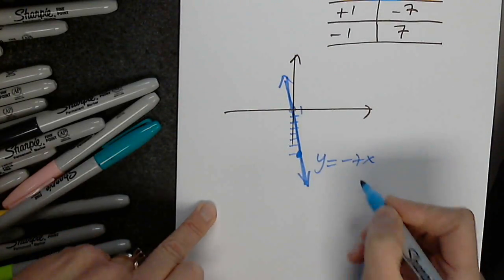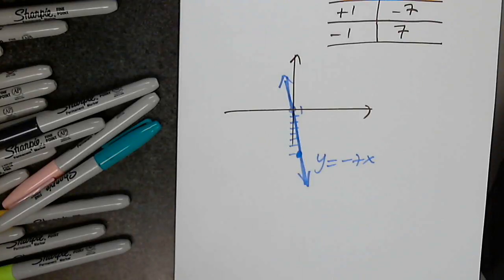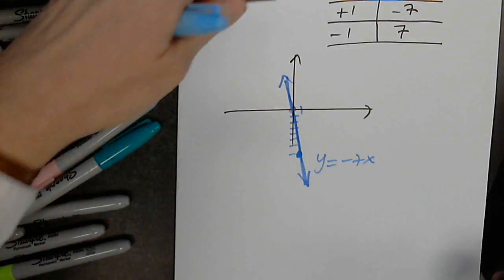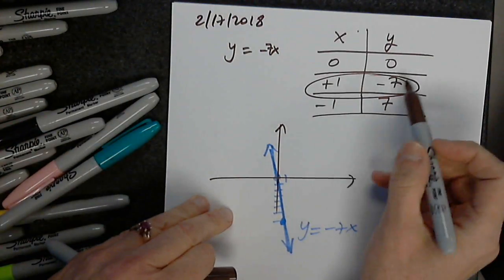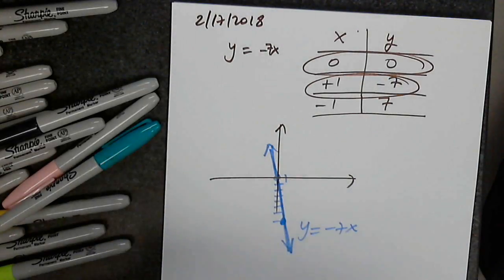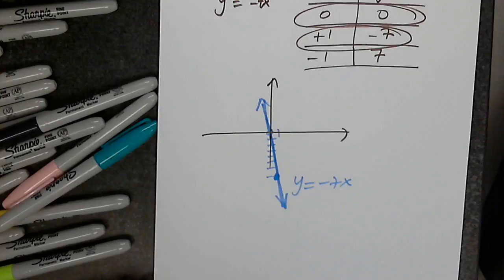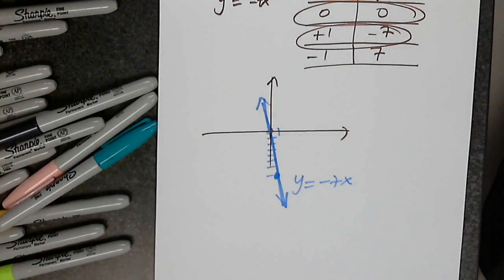Y equals -7x. So that's all we have to do on this. Why do we have to choose -7? Because this is the ordered pair: 1 comma -7 and 0 comma 0. Right. Good. Anything else? Other questions for me?